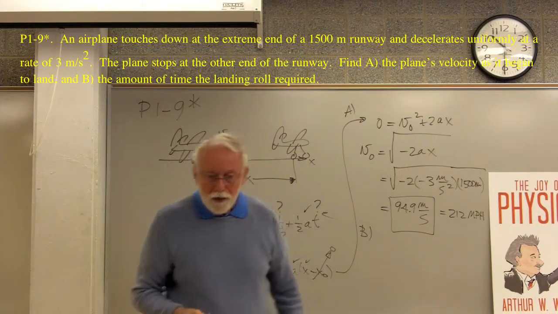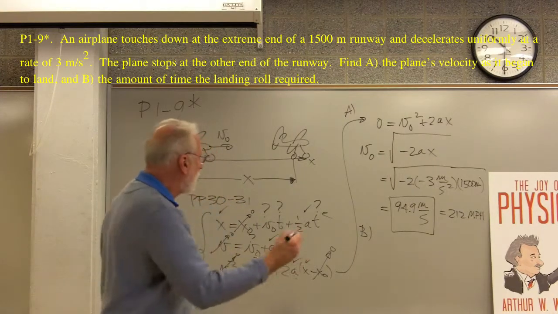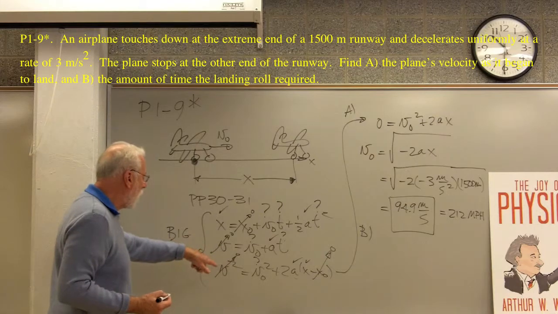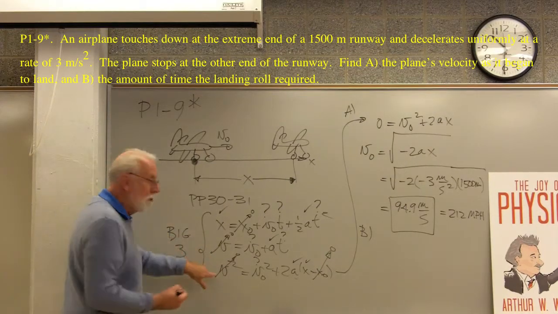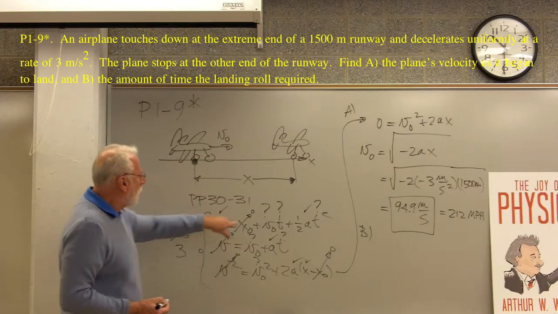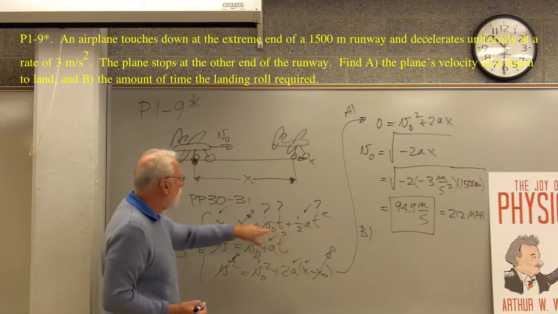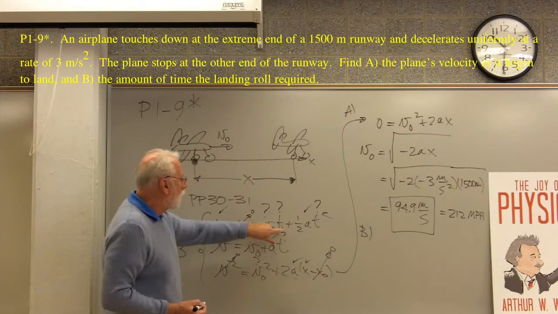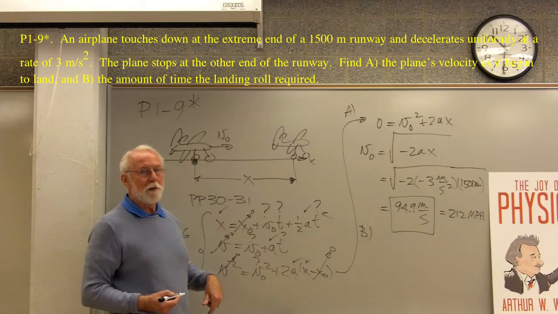Okay, part B. Part B says, find out the time needed to complete this landing. So how do we do that? We're going to go back to our equations. We already used number 3. Do you want to use one of these two? Well, we can use this one, because now that we know the V0, that'll have only one unknown, but it has it squared and linearly to the first power.